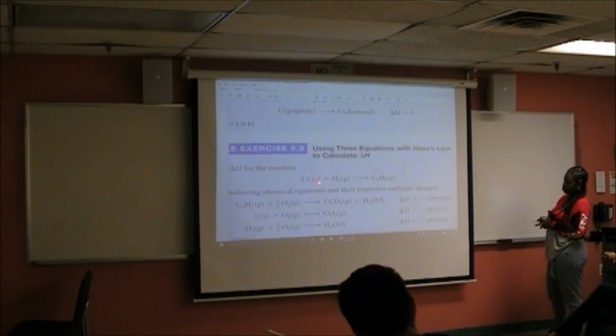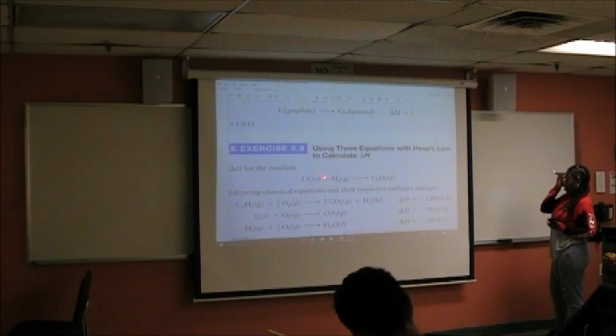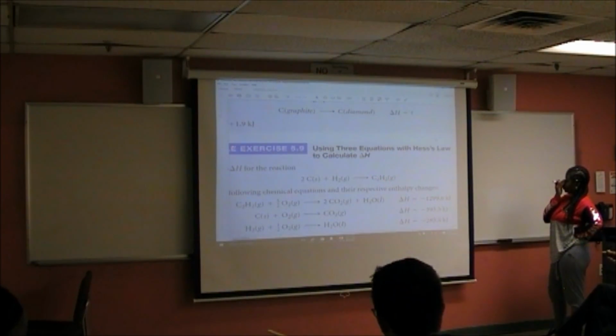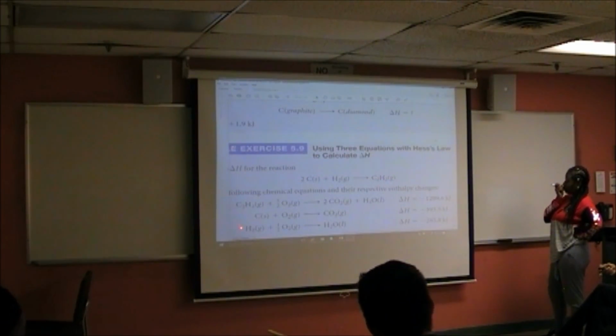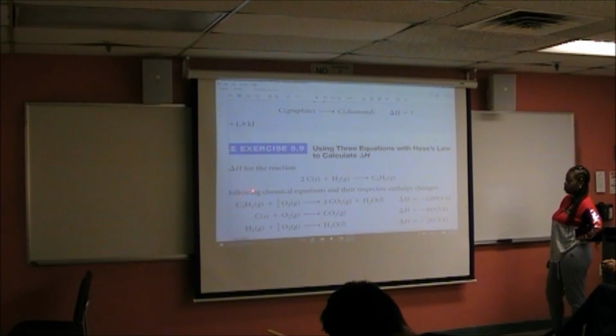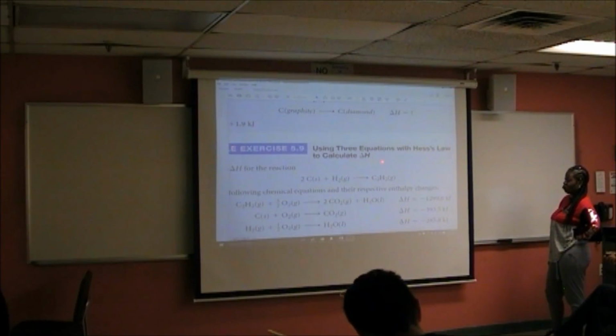This is the equation that you want. You want 2 carbon plus hydrogen gas, 1 mole of hydrogen gas, to produce 1 mole of acetylene. These are the equations that you have. You must manipulate these equations to make everything look like this. So you start with the first equation. What do you need to do to this equation? What are we focusing on with this equation?